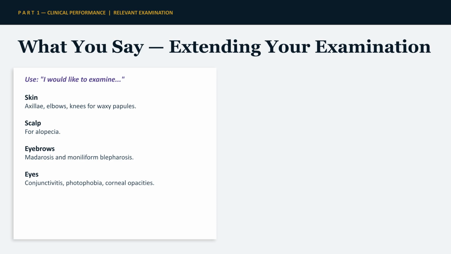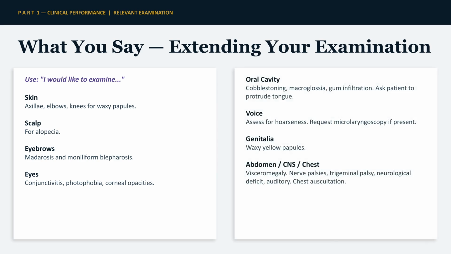I would like to examine the eyebrows for madarosis and the eyelid margins for moniliform blepharosis. I would like to examine the eyes, checking for conjunctivitis, photophobia, and corneal opacities. I would like to examine the oral cavity for cobblestoning, macroglossia, and infiltration of the teeth and gums. I would ask the patient to protrude the tongue to assess the frenulum.